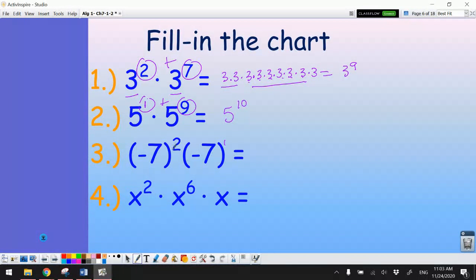Okay, so negative 7 to the power of 2, and this one is a power of 1. That would give me negative 7 to the 3rd power. 2 plus 1 is 3. What about this next one? How many x's do I have? I have 2, I have 6, and there's a 1. So what is 2 plus 6 plus 1? 2 plus 6 is 8, plus 1 gives me a 9. So that is x to the 9th.